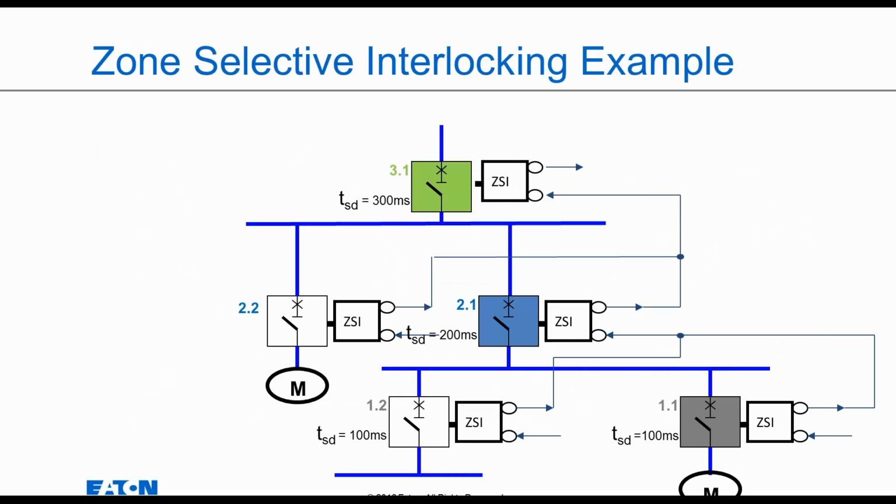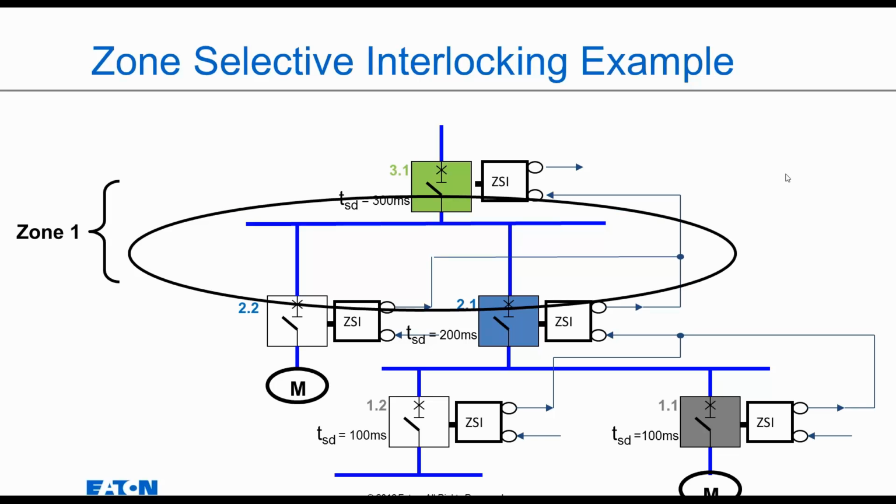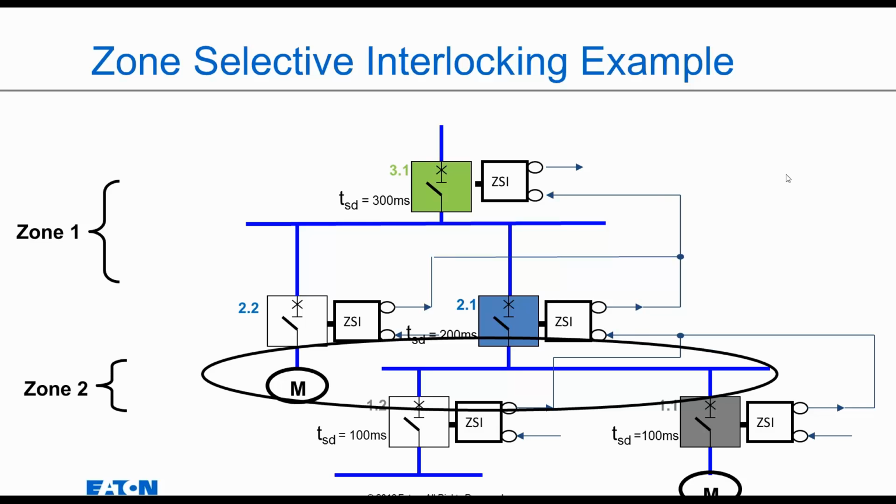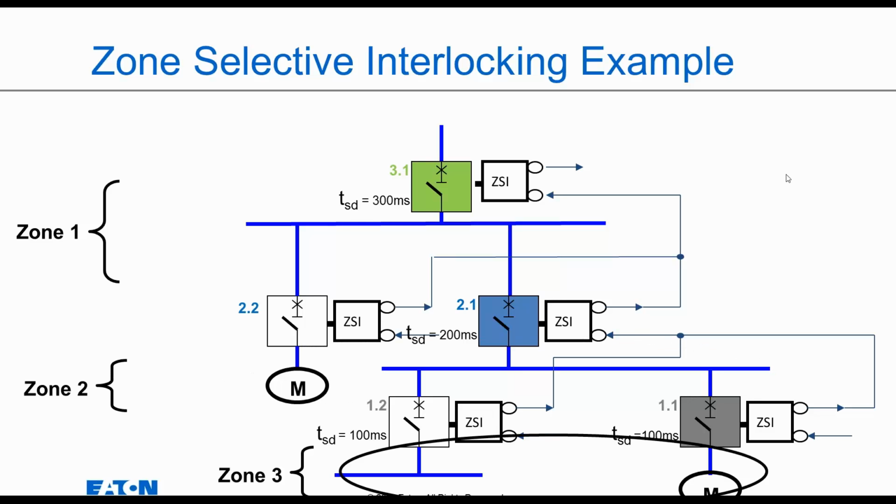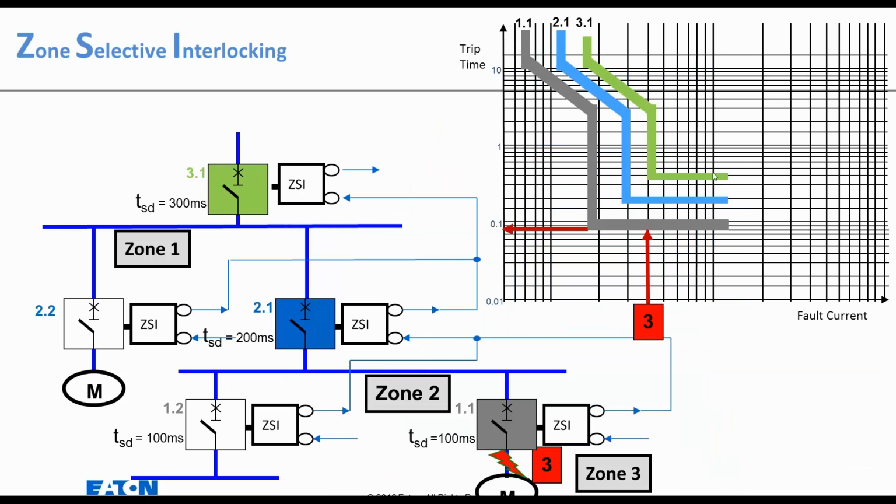This is a zone selective interlocking example, and there's our zone 1. We've got a zone 2, and then we have a zone 3. What we're going to show is that our green breaker has a 300 millisecond time delay on its short delay. Our blue breaker has a 200 millisecond time delay. And then our gray breaker has a 100 millisecond time delay. So we're effectively coordinated and separated.